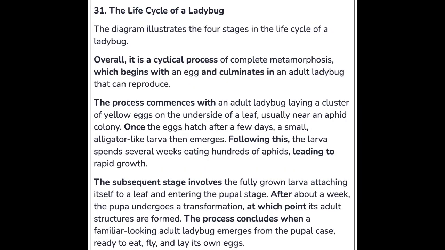31. The life cycle of a ladybug. The diagram illustrates the 4 stages in the life cycle of a ladybug. Overall, it is a cyclical process of complete metamorphosis, which begins with an egg and culminates in an adult ladybug that can reproduce.